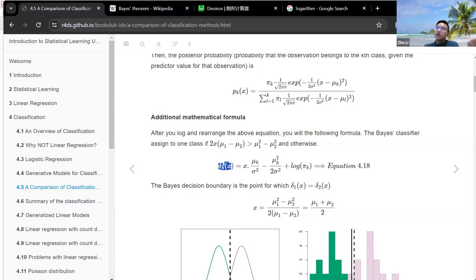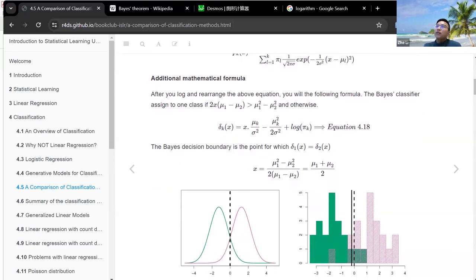So we get this decision function by taking the log of this P function and deriving it into this function. We can see that this function has just one predictor, which is the variable X, whereas the other values can be specific to each K, which we can treat as constants for each class. So we can see that it's a function that is linear rather than quadratic or of higher power.